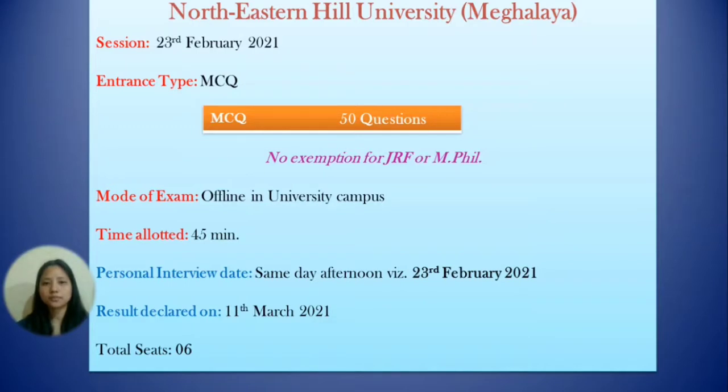The total MCQ was 50 questions, and there was no exemption for JRF or MPhil candidates. The mode of examination was offline in the university campus itself, and the time allotted was 45 minutes since it is MCQ questions. The personal interview was conducted on the same day in the afternoon, and the result was declared on 11th March 2021, and the total seats were only 6. It was during this entrance that I also got selected in NEHU.